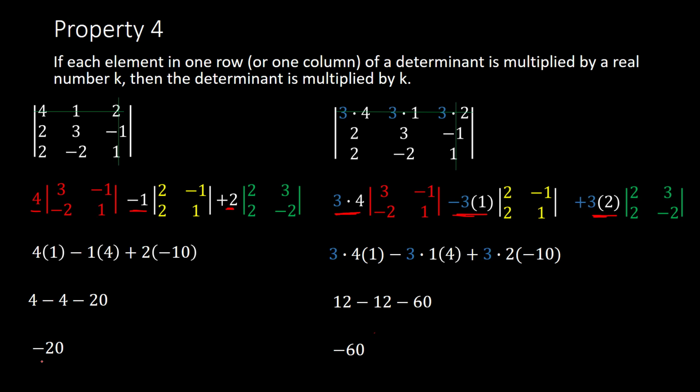Well, if you look at the original determinant of negative 20 and the new determinant of negative 60, notice that we had to multiply by 3 to get to this new determinant. And that is because in this first row up here, we multiplied every element by a 3. So therefore, my determinant would also be multiplied by 3.